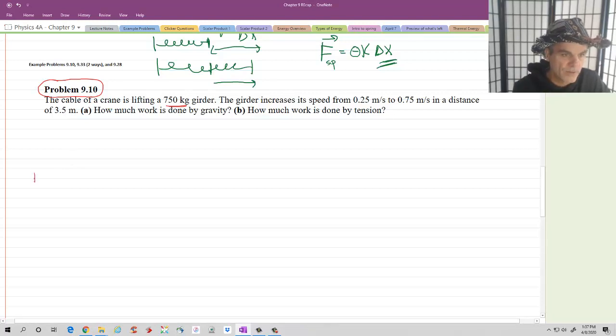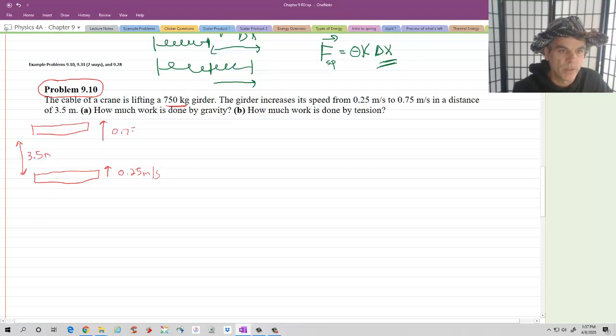So you've got this girder, like a big old rod or something. It's initially moving at 0.25 meters per second and then ends up going, after moving a distance of 3.5 meters up, it's now moving at a speed of 0.75 meters per second. So if I were to draw a free body diagram, I basically just have two forces. I have tension and I have mg.